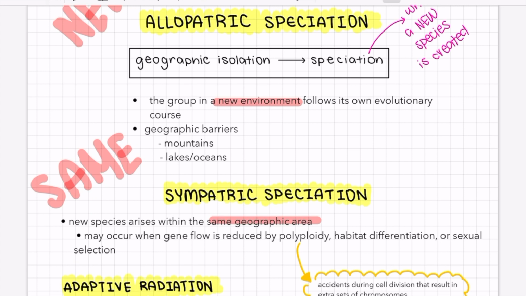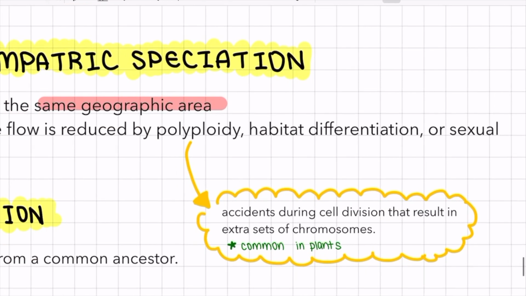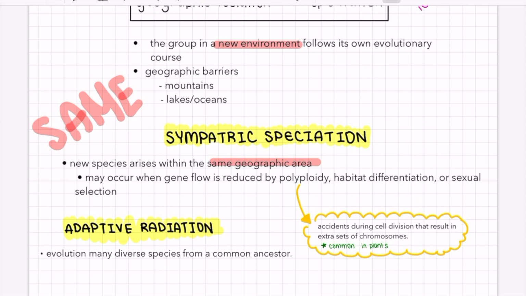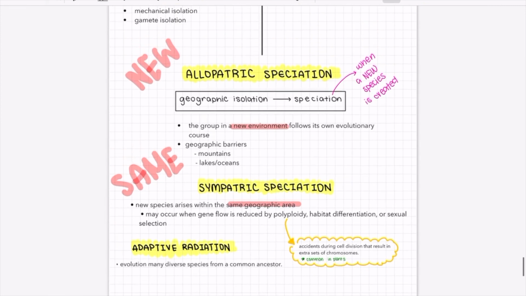Sympatric speciation can occur when the gene flow is reduced by polyploidy, habitat differentiation, or sexual selection. And what polyploidy means is accidents during cell division that result in an extra set of chromosomes. And it's more common in plants. And finally, we have adaptive radiation, where evolution may create diverse species and diversify the species from a common ancestor.